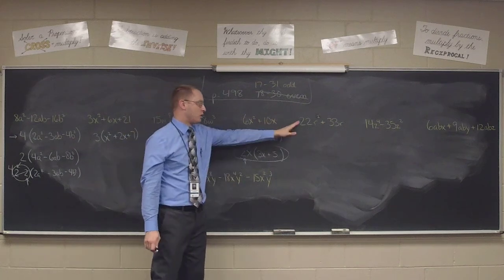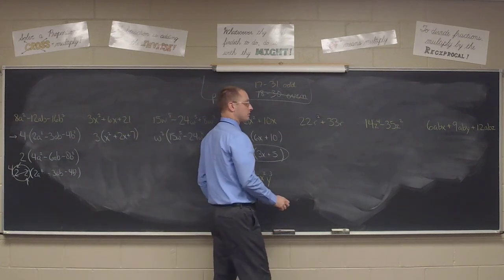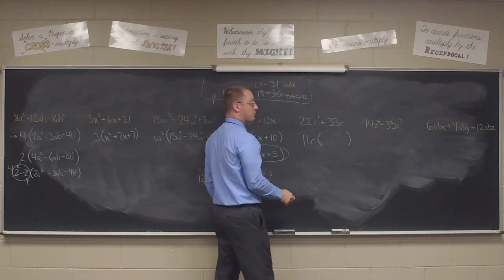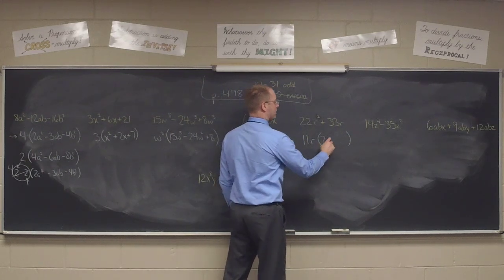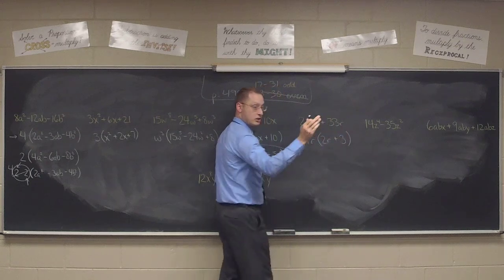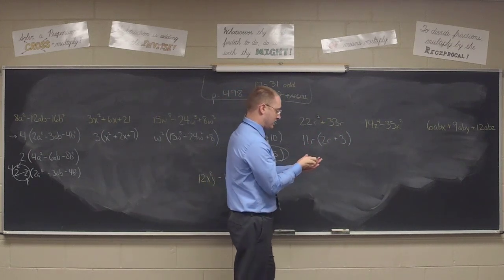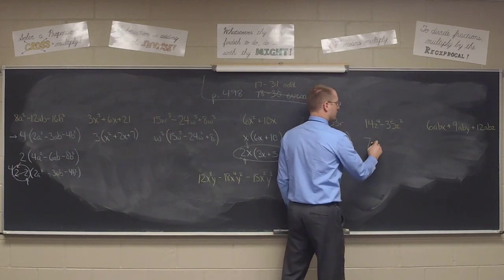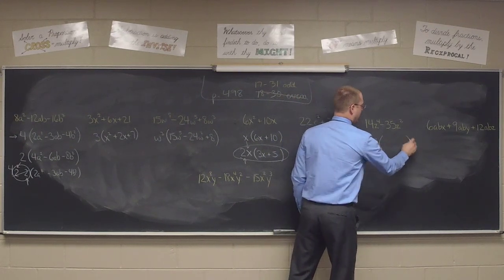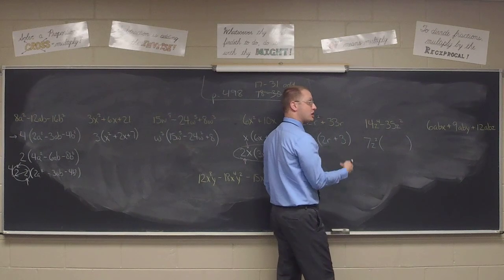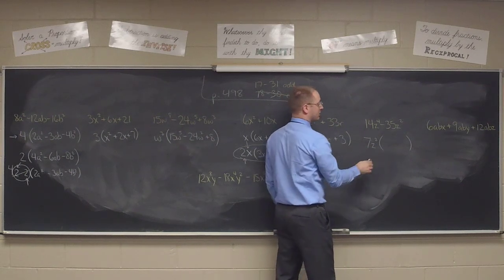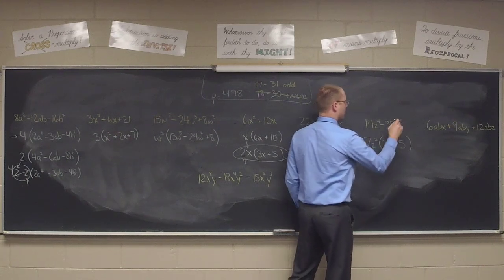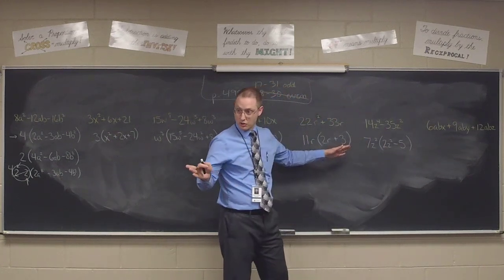How about the next one, Joshua? What's common? 11R. Good, 11R. And what's left when we pull out 11R? 2R positive 3. There we go. Good to go, Lana. On the next one, Lana, what's common? 7z squared. Good, 7z squared. And when we pull out 7z squared, or factor it out, or divide it out, 2z squared negative 5. There we go. And did you get that answer, Joshua?